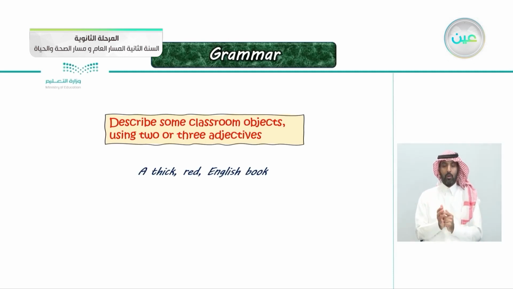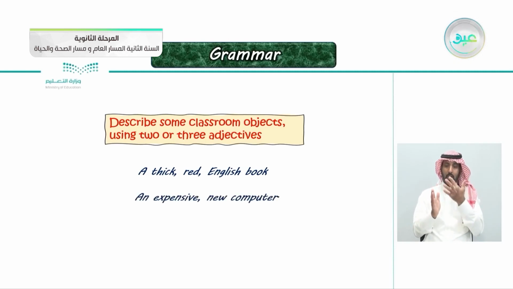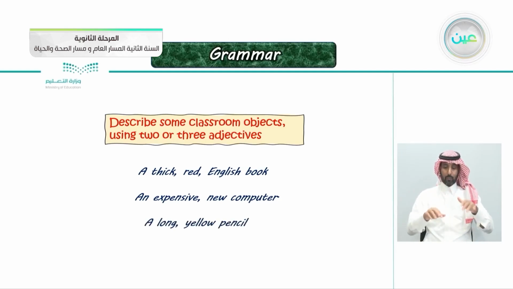For example, a thick red English book. Thick red English book. Or an expensive new computer. An expensive, this is opinion. New, this is age. And computer, this is what we are describing, of course. An expensive new computer. A long yellow pencil. Long shape, yellow color, pencil. So shape or size comes before color.